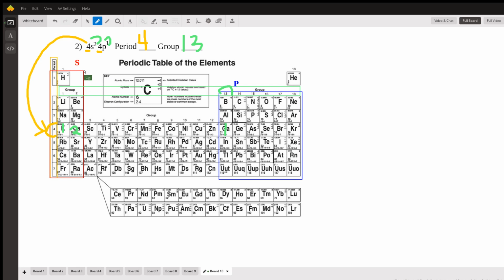To solve it again, the coefficient out front gives you the period. So we're starting here on period 4. Then the superscripts will tell you how filled, how far across you go. 4s2 is filled, 1, 2. Then you have 1 electron, making you fall on gallium, and gallium is in group 13. Again, you can double check this by looking up gallium's configuration.